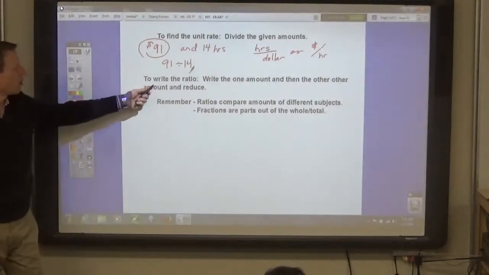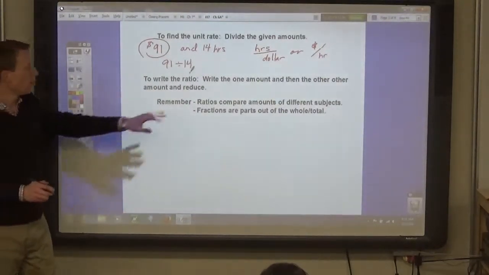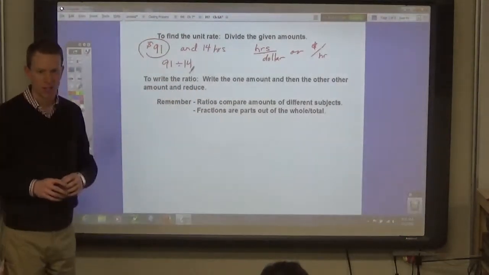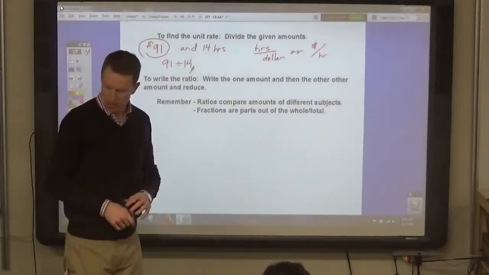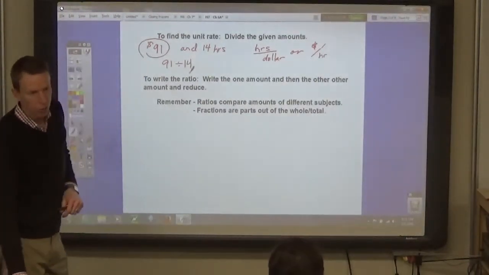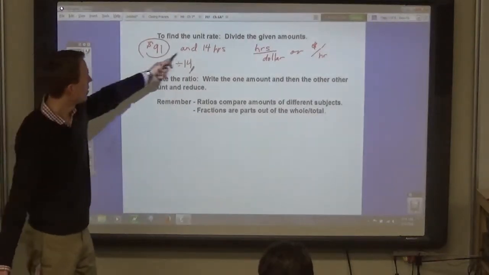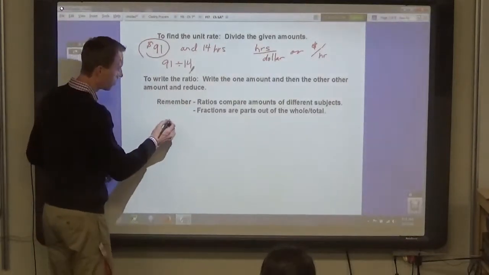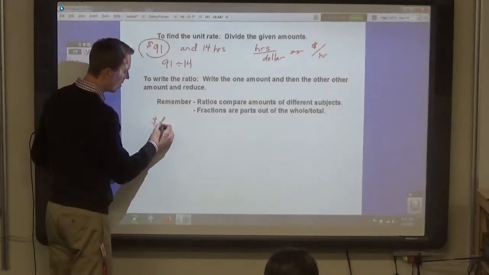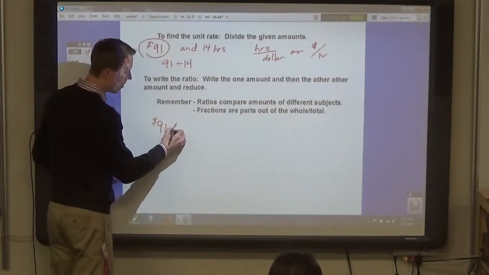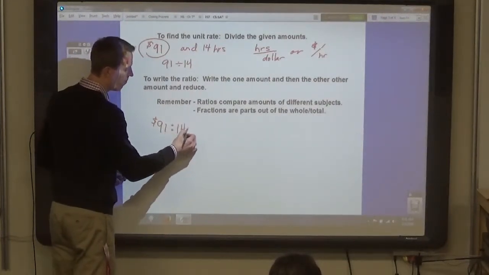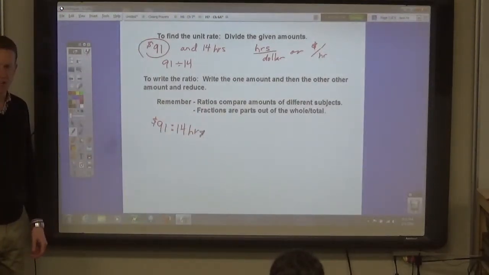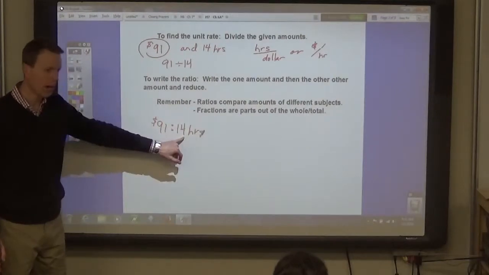Now let's talk a little bit more about ratios. We said that ratios compare one amount to the other amount, and they're different subjects. So you might have a ratio of miles per gallon or dollars to hours. If you were going to write this as a ratio, in this case you would write $91 and then this colon 14 hours, and then reduce it if you can. This is a ratio of dollars to hours.